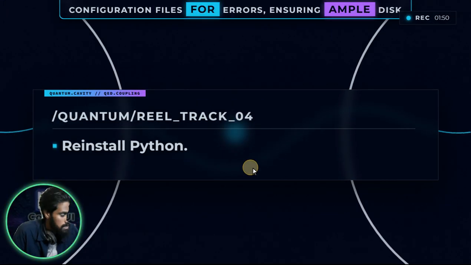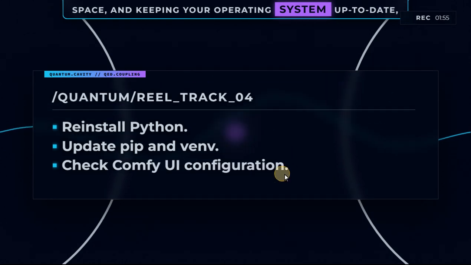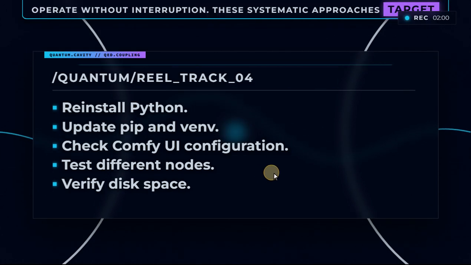Finally, Method 4 delves deeper into system-level fixes, including reinstalling Python, updating essential package managers, checking ComfyUI's configuration files for errors, ensuring ample disk space, and keeping your operating system up to date, ensuring a robust foundation for ComfyUI to operate without interruption.